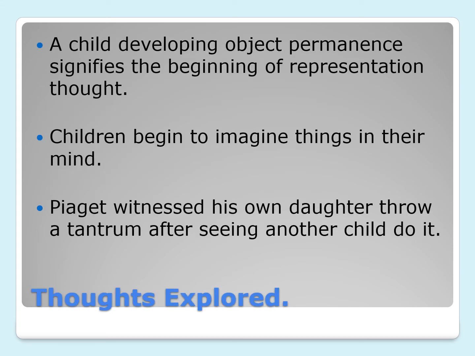Now, a child developing object permanence signifies the beginning of representational thought. Sorry, that should say representational. Let's put an A and an L there. There we go. Representational thought.